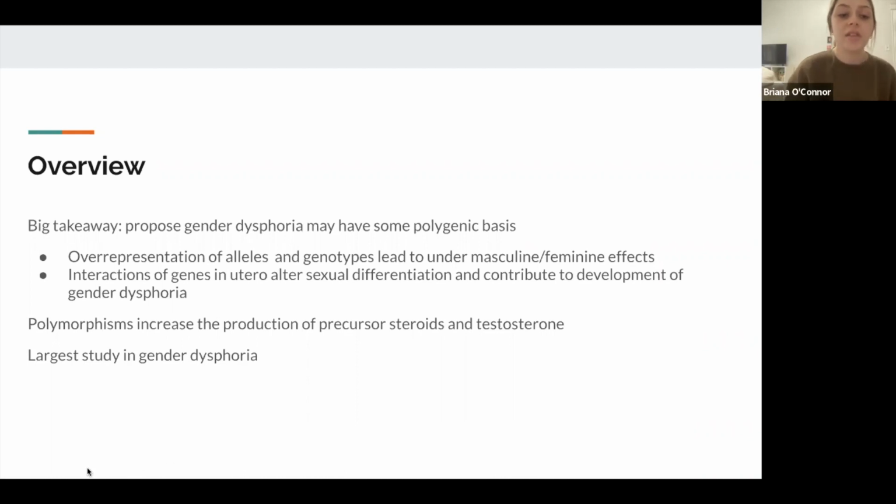It's also important to note, as I mentioned earlier, that this was at the time like one of the largest studies on gender dysphoria and is the first to use quite a few sex signaling genes in the context of gender dysphoria.